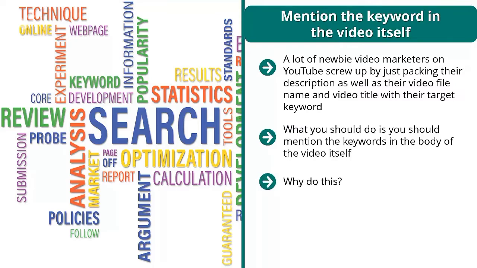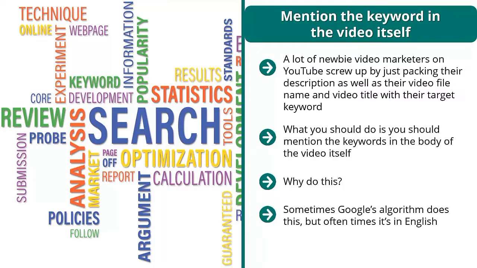Why do this? Does Google even know? Well, it does. Because when you upload a video on YouTube, it automatically transcribes it. This happens after a few hours. So, you upload a video, and then after a few hours, there will be a transcription. Now, you're out of luck when the transcription is in another language. Sometimes Google's algorithm does this, but oftentimes it's in English. With this transcription, Google can determine whether your video actually talks about the keywords that you put in your description or title or file name.